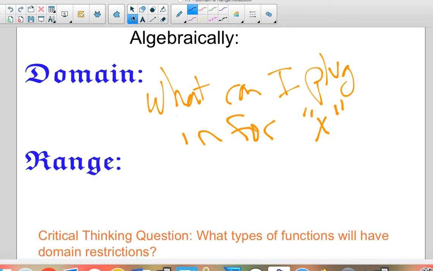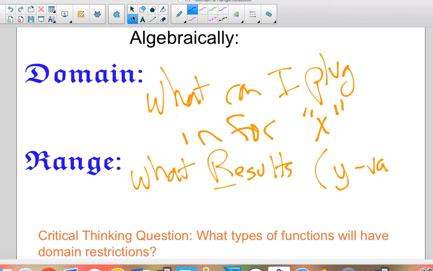So the range basically says, how I want you to think of range is what results, right? So range results. They both begin with R, right? So domain, what could I plug in for x? And then the range is what results. And that's typically what we call the y values. Or we can call them the f of x values, right? Because we kind of replace y with f of x. It means the same thing.